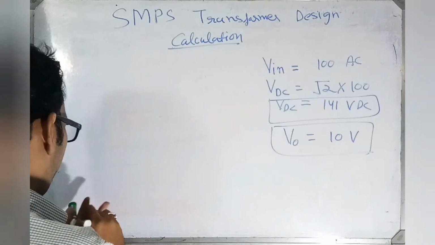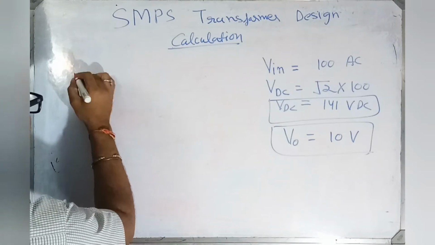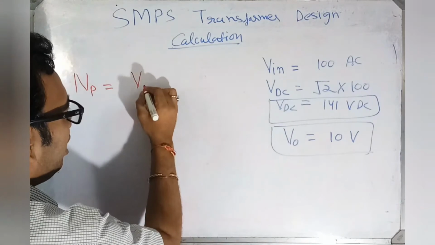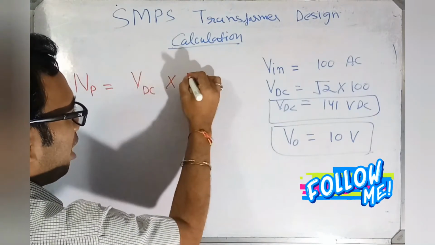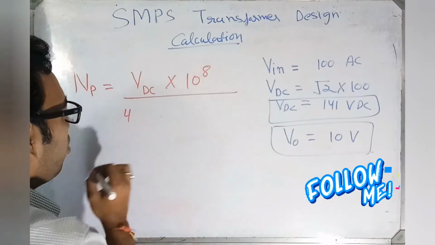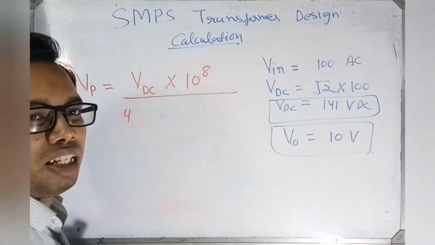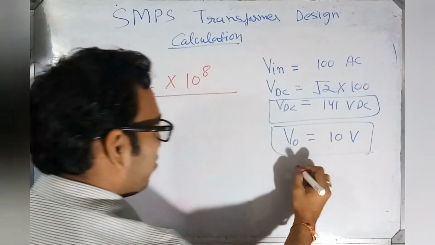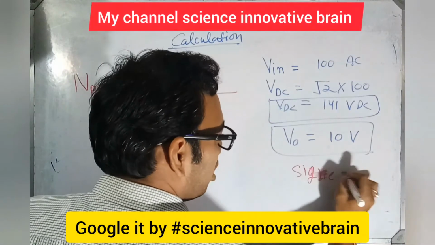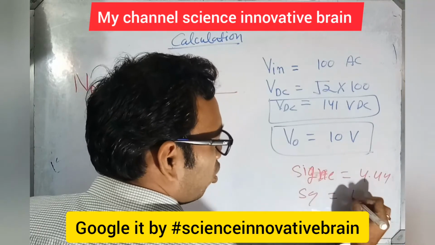The formula for the calculation of the primary turns and secondary turns: primary turns NP is equal to V in DC, that is this VDC, multiplied by 10 to the power 8, divided by 4. This factor 4 depends on whether it is a square wave or sine wave. If the voltage is a sine wave, we have to use 4.44. If it is a square wave, we have to use 4.